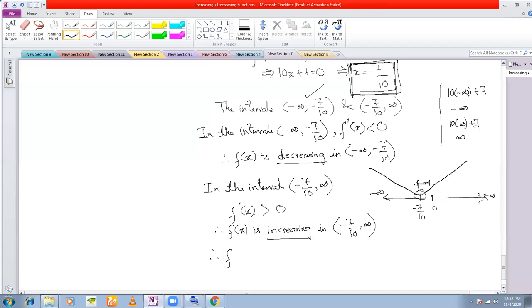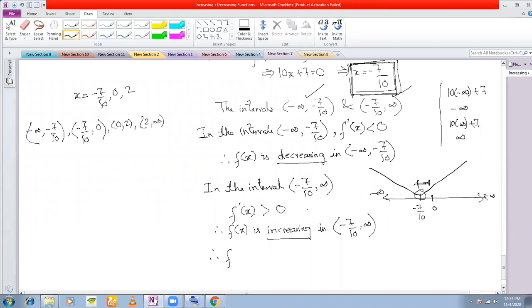One value of x means there are two intervals. Suppose you have got the values of x like this: x is equal to minus 7 by 10, 0, and 2. Then how many intervals will we make? First, minus infinity to minus 7 by 10. The next interval will be minus 7 by 10 to 0, next 0 to 2, and the next 2 to infinity. So there are 4 intervals. You understood? Here we are getting only one value of x, so we'll make only 2 intervals. I will come to that kind of problem after this.